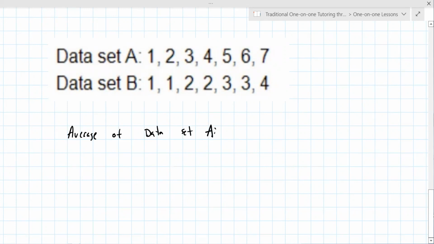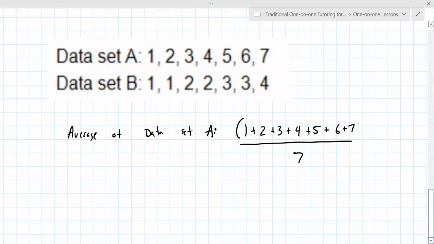Now, to find an average, here's what you have to do. You have to add up all the numbers, and then divide by the number of numbers. So you have to count how many numbers there are. So 1, 2, 3, 4, 5, 6, 7. Can you add up all these numbers in the top? $28, and then 28 divided by 7 is 4.